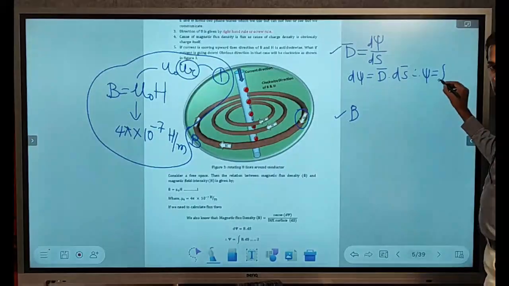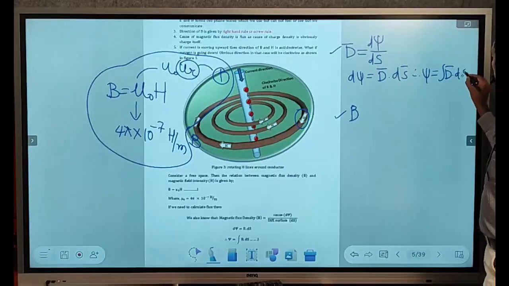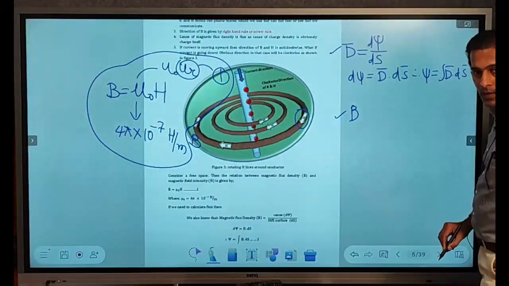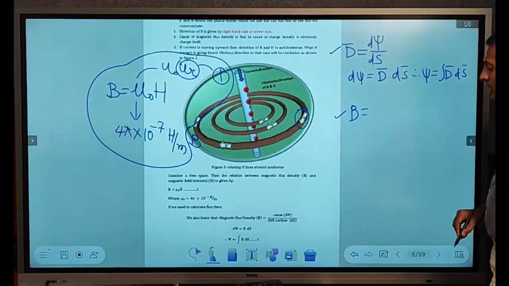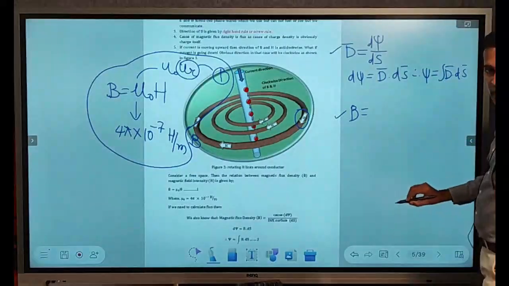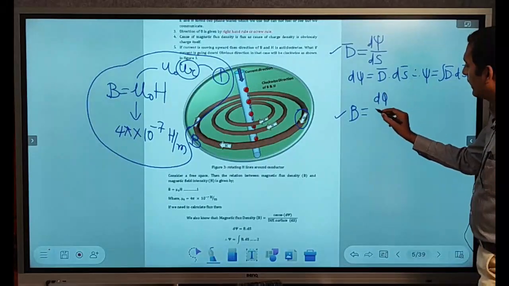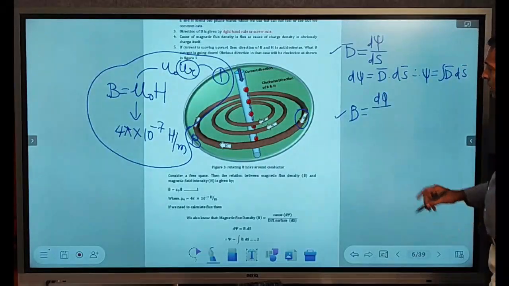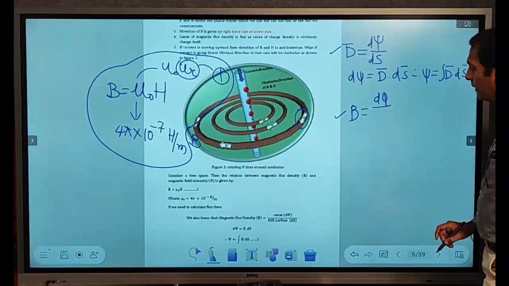So this side we can write integration of D bar dot dS bar, right? Now similarly, what is B? B is also magnetic flux density. So now here we are writing psi, here also we can write psi. Just for change, say if in some book we write d phi, so d phi is the cause, the flux is the cause of flux density.